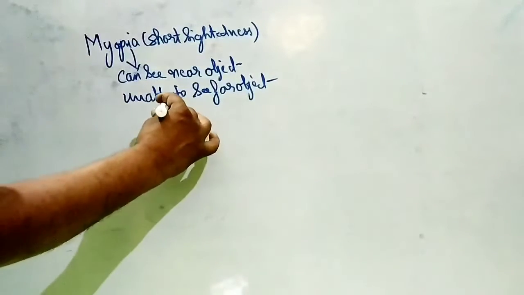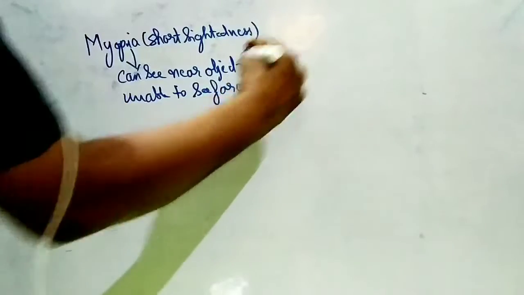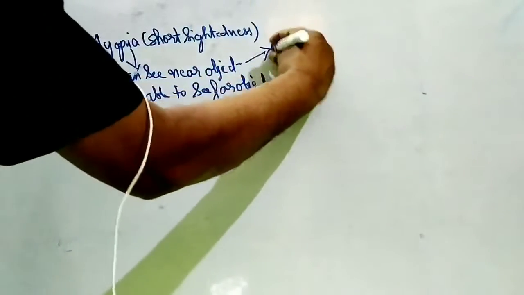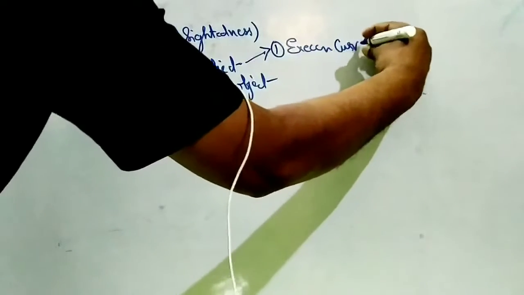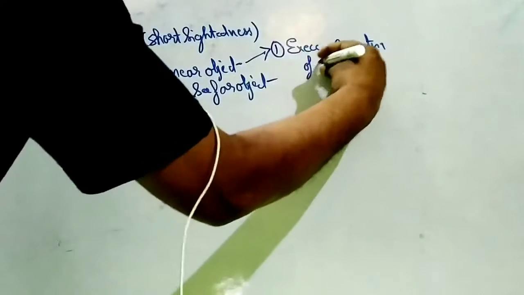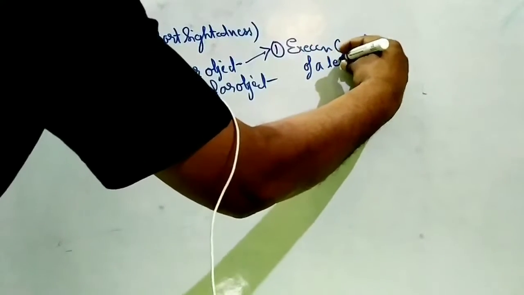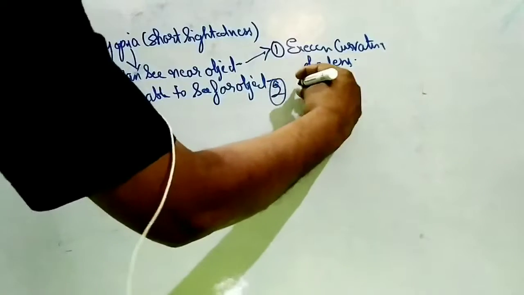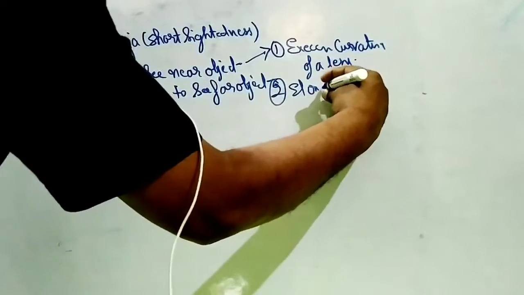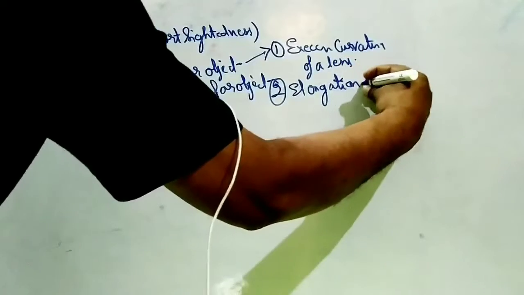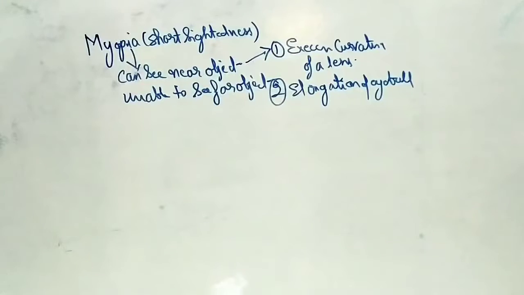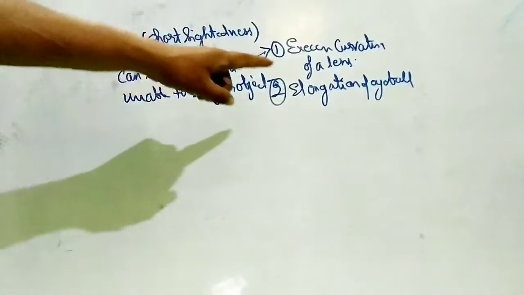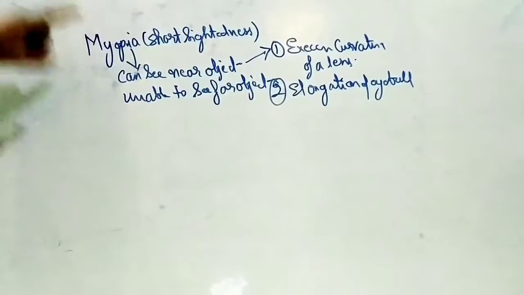How? There are two reasons behind it. First is the excessive curvature of a lens, and number second, elongation of an eyeball. These are the two reasons. So there is an elongation in an eyeball and the excessive curvature of a lens, which is the major cause for the defect of myopia.